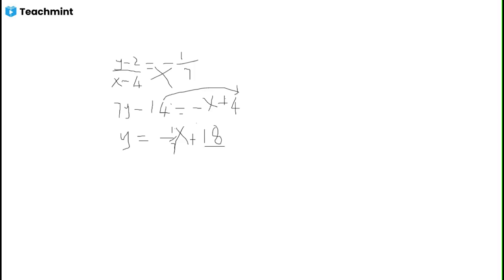So I'm saying, where the line cuts the x-axis, the point where the line cuts the x-axis, y is 0. So what do we do? We put our y as 0, then we'll have 0 is negative 1 over 7 x plus 18 over 7. Right? Have you written that?